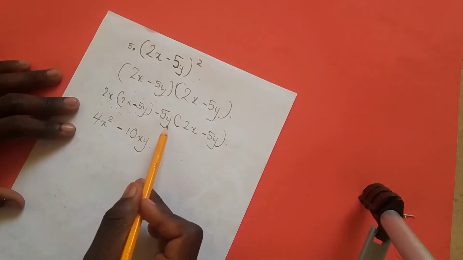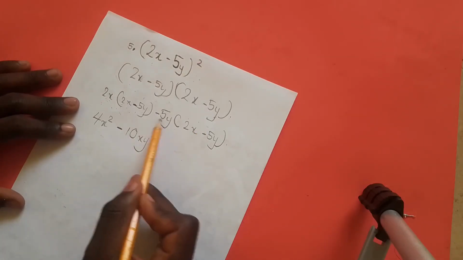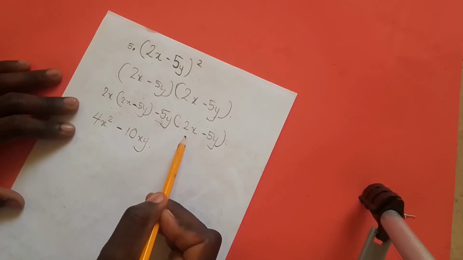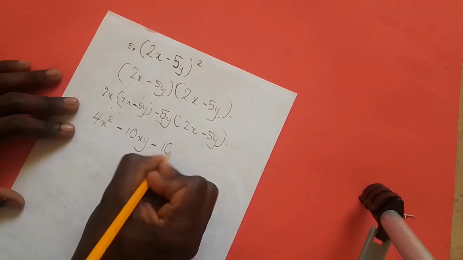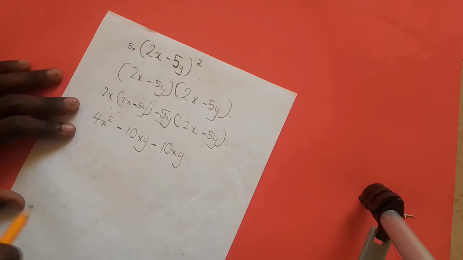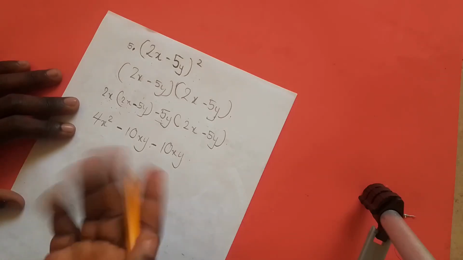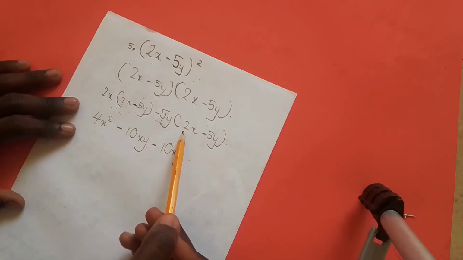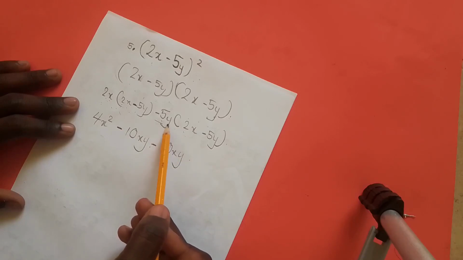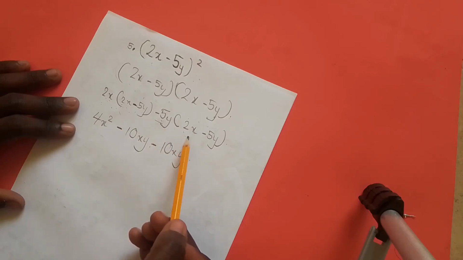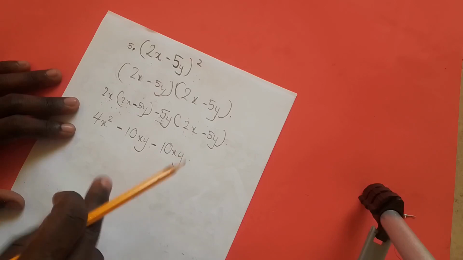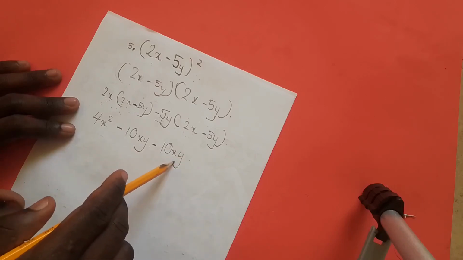Then negative 5y here times 2x, right? It's going to lead to negative what? 10xy. You get it? So simple, right? 5 times 2 is going to lead to 10. y times x is going to lead to xy. Then the negative remains there. So it's going to lead to negative 10xy.